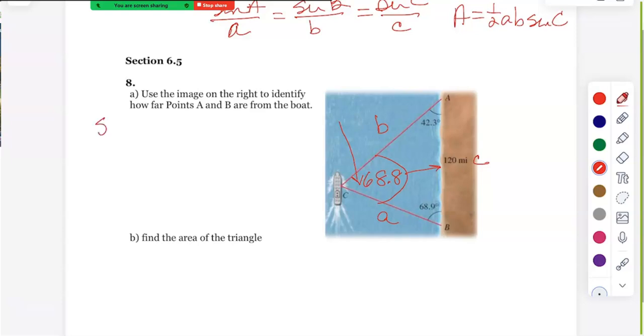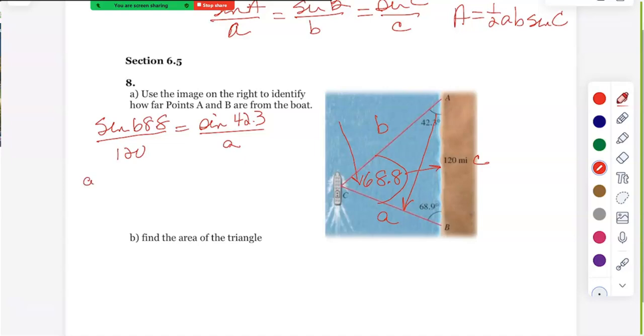So now we have a partnership. That partnership is between the angle of 68.8 and the side of 120. I'm going to find, I think I found side a first. So that's going to be the angle across from side a, which is 42.3. Make sure that you understand that this angle and that side go together.